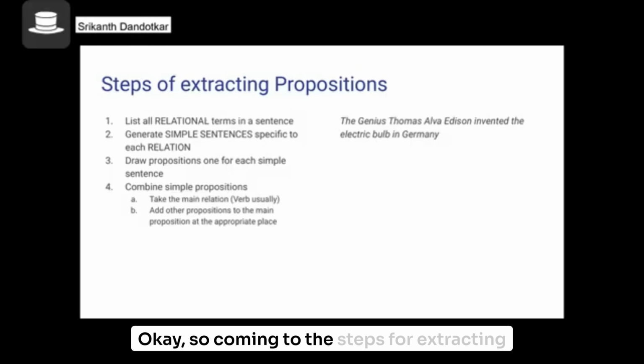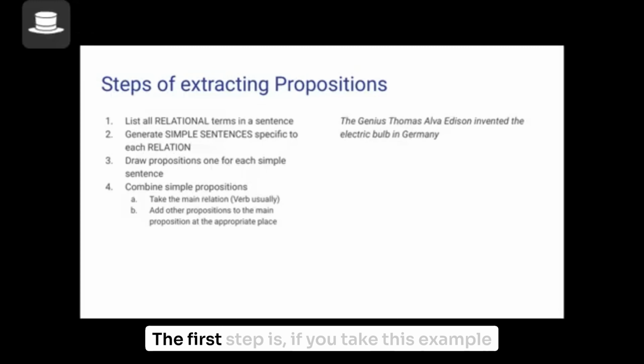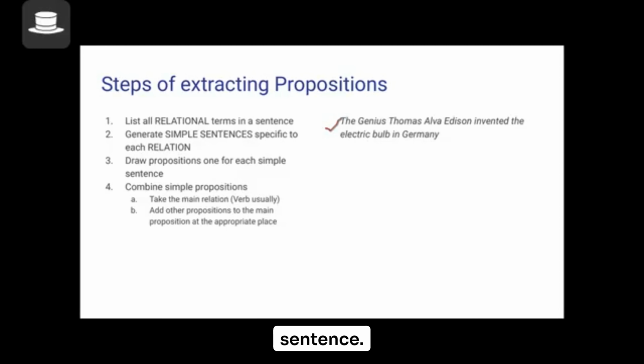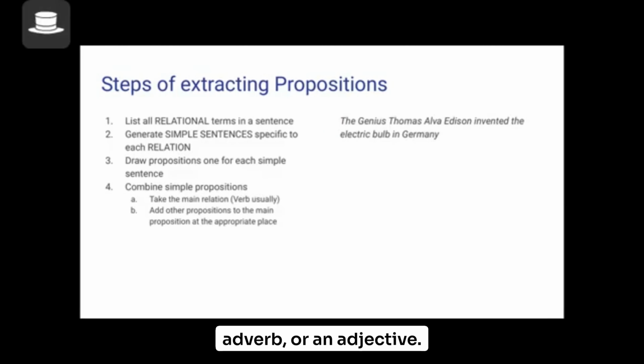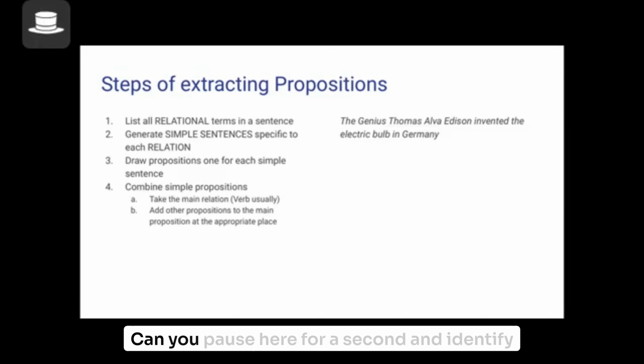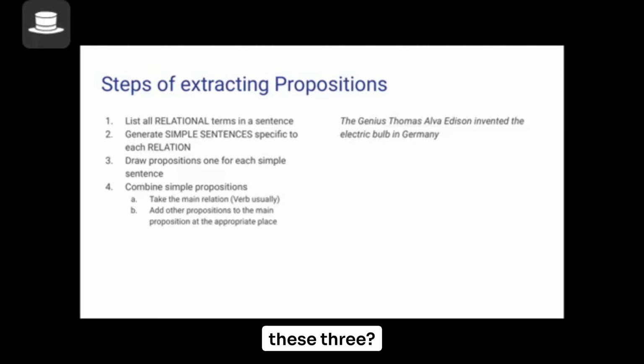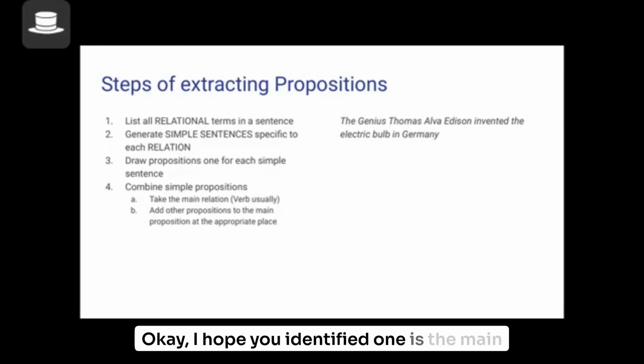Okay, so coming to the steps for extracting propositions, there are four individual steps. The first step is, if you take this example here, you list all the relations. You find all the relations in a given sentence. For example, this sentence is, the genius Thomas Alva Edison invented electric bulb in Germany. Now, you have to find the relations and list them. Remember, a relation is either a verb, an adverb, or an adjective, right? So, can you think of it? Can you pause here for a second and identify these three?